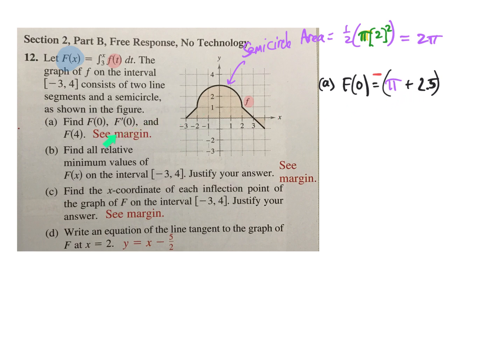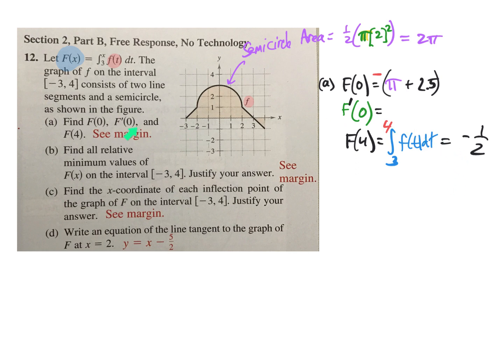What about big F of 4? Well, from 3 to 4, the area under the curve given by little f of t is now positive. We don't change the sign, except now the area is below the x-axis, so it is a negative 1/2.